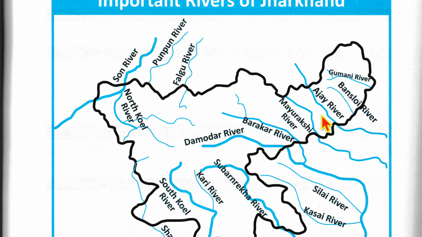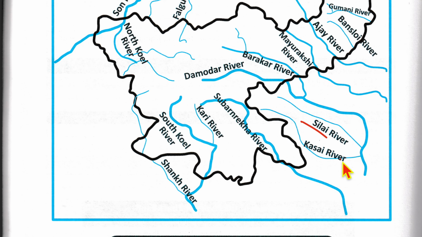Now, these are the important rivers. To name them again, we'll have Son River, Punpun River, Falgu River, North Koel River. Then we have Damodar, Barakar, Mayurakshi, Ajay, Bansoli, Gumani. Then we have Salai River, Kasai River, Swarnrekha, Karari River, South Koel, and Sank River.